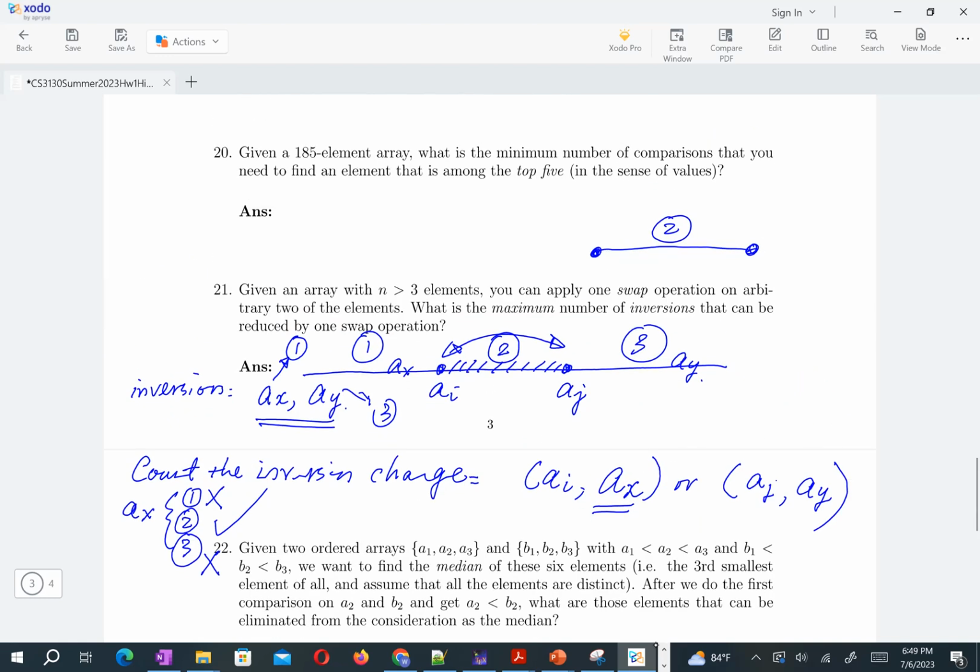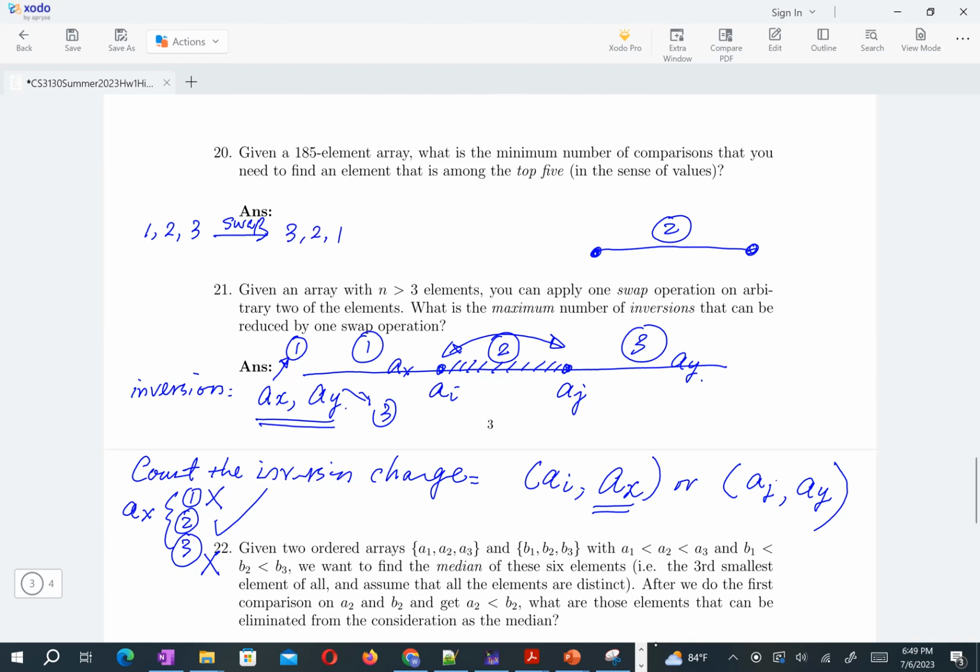Do you want me to give you a little more information? All right, let's use simple examples. 1, 2, 3. Before swap. Then we do swap. We swap 1 and 3. 3, 2, 1, right.